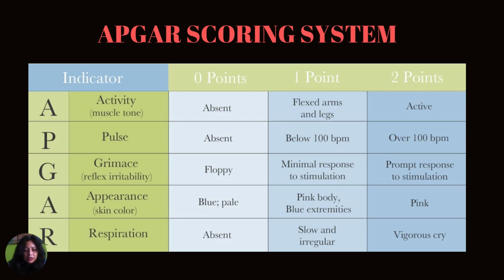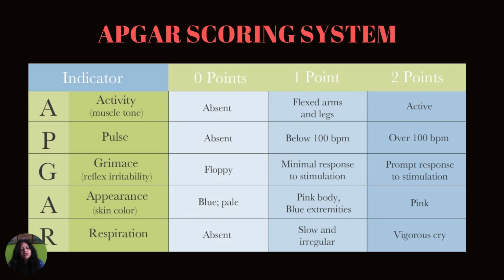And regarding the grimace, if the child is floppy, you give 0 points. If there is minimum response to stimulation, you give 1 point. If there is prompt response to stimulation, you give 2 points. Coming to the next A, there is appearance. If the child is blue and pale, you give 0 points again. And if the body is pink and the extremities are blue, you give 1 point. And if the body and the extremities all are pink, you assign 2 points.